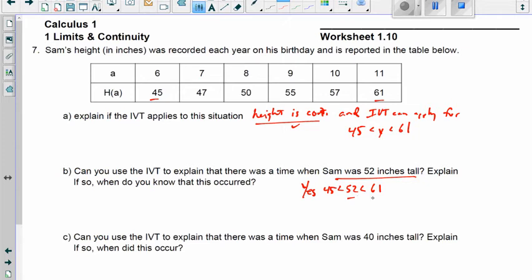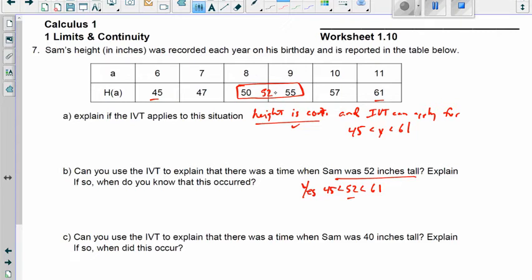Do we know when that happened? Well, let's take a look. Where does it fit? Now, it's kind of good for us. We just know people who grow taller, at least until they're 11 years old. So they're getting taller through here. So the 52 looks like it fits right in there, 50 to 55. So we can't give the exact day that was.